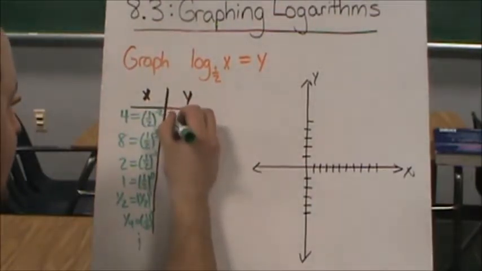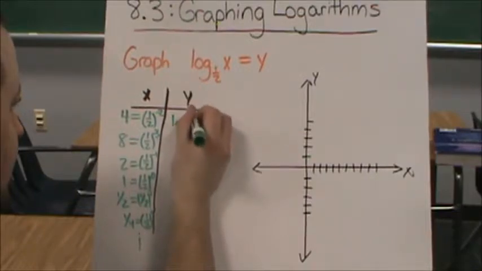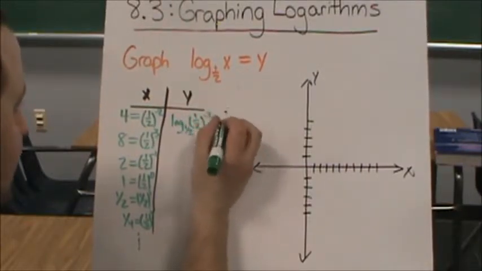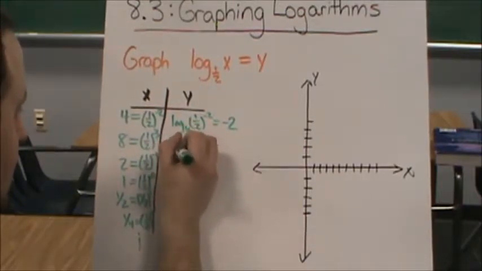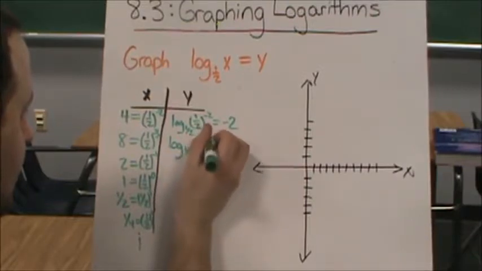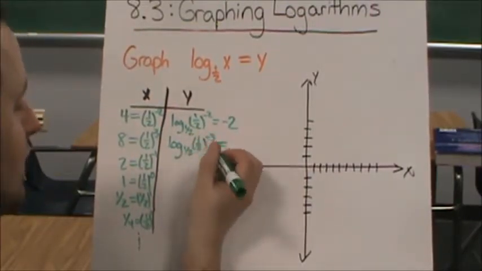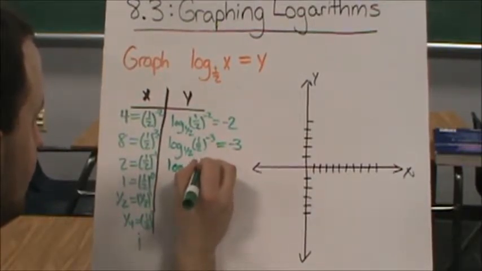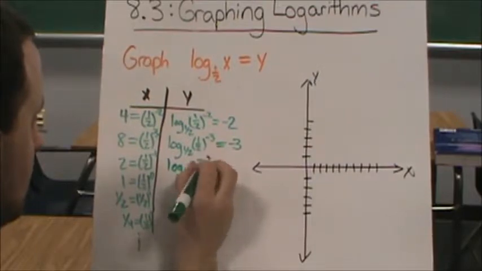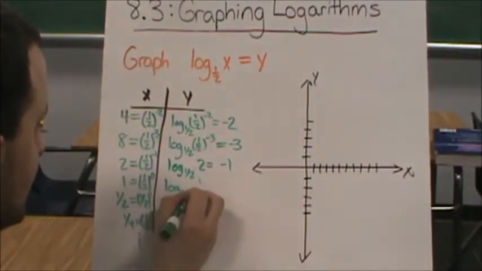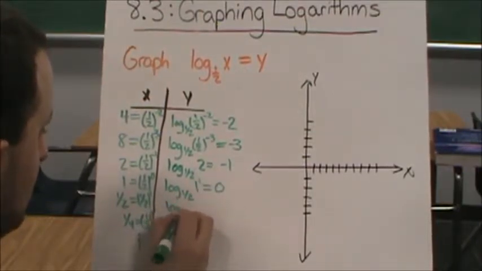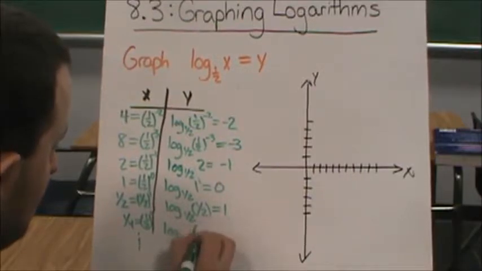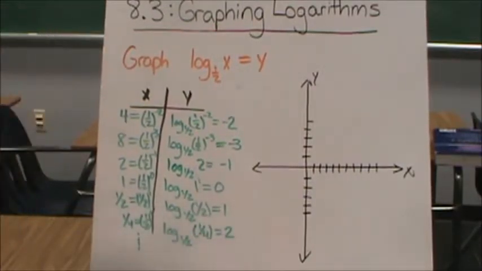So then when we evaluate them, we take log base 1/2 of 4. Remember, 4 is really 1/2 to the negative 2 power. We get out a negative 2. Likewise for 8, you get log base 1/2 of 1/2 to the negative 3rd power. The log and the exponential function part would cancel, giving us a negative 3. And likewise for log base 1/2 of 2 would give us a negative 1. Log base 1/2 of 1 gives us 0. Log base 1/2 of 1/2 gives us 1. Log base 1/2 of 1/4 would give us 2. So there's our points here.